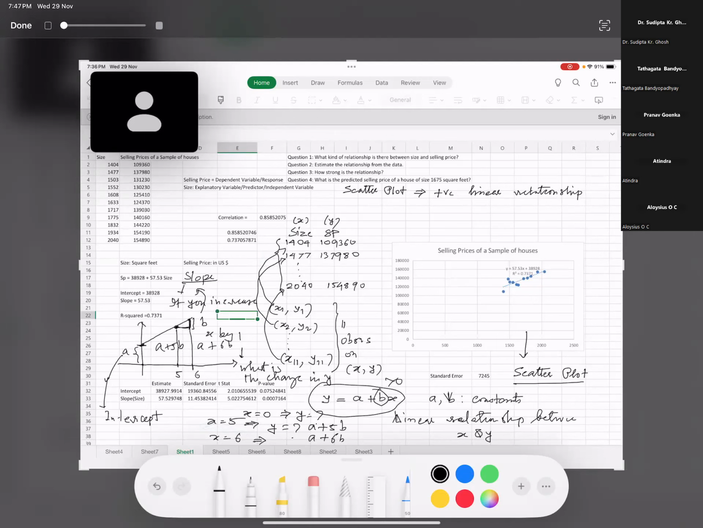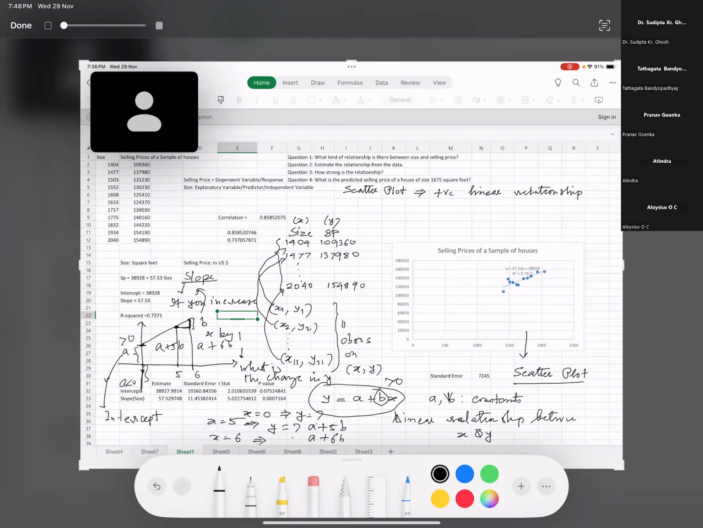And intercept means the value of y at x equal to 0. That is intercept. For example, I am assuming A positive here. But suppose A is negative, then the intercept could be like this. So A could be positive, A could be negative, and depending on that the intercept could be positive or negative. And B represents the slope of the line.